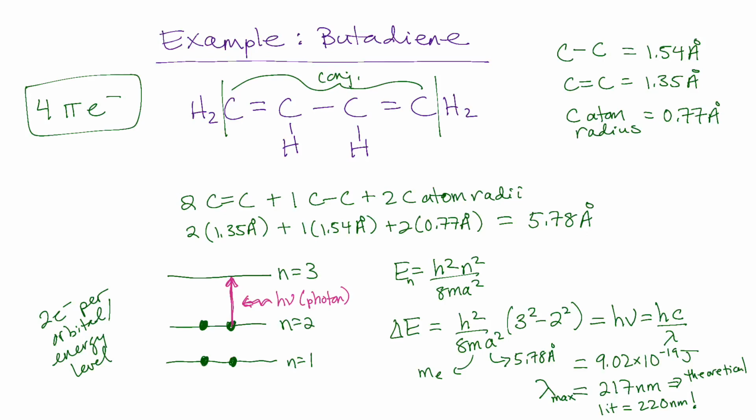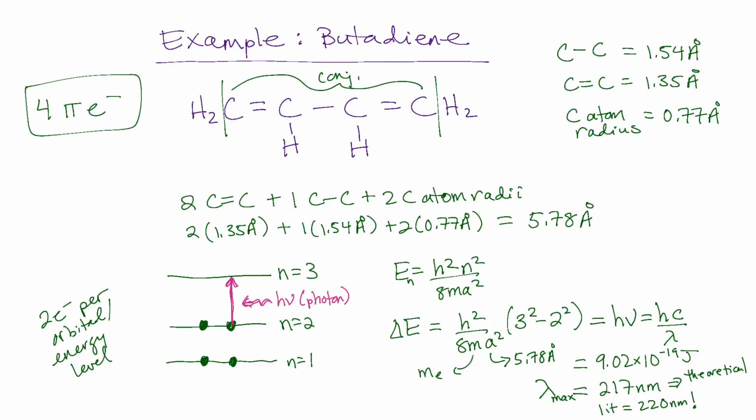The uncertainty in your ability to distinguish 3 nanometers, those spectrometers are not going to be that good. That 3 nanometers is going to be a large difference. So I feel really good about this calculation. I feel really good that the particle in a box model actually does quite a good job of modeling butadiene. And that's not surprising, right?